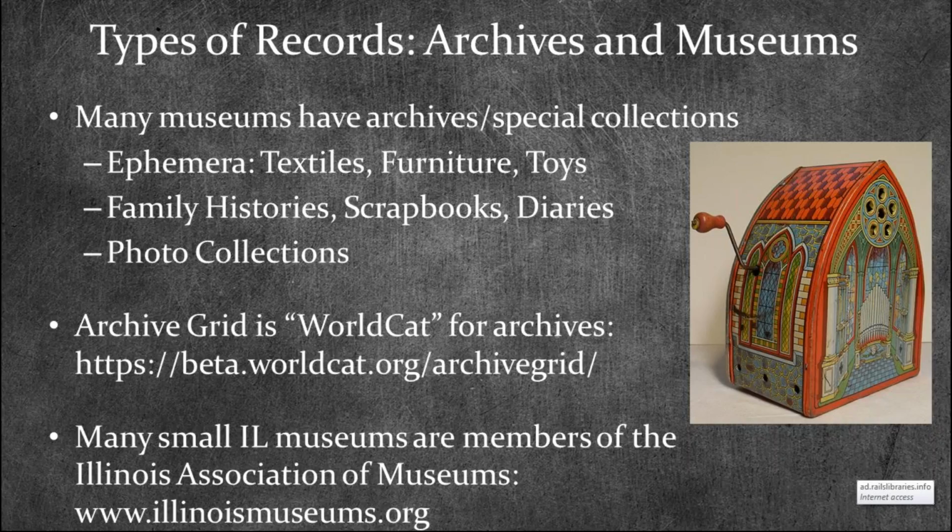So ArchiveGrid is WorldCat for archives. If any of you have ever used ArchiveGrid, it is very similar to WorldCat, and it runs on the WorldCat platform. What ArchiveGrid does is it allows you to go in and search these special collections and archives. I have a friend who's writing a book on the history of vaudeville in Chicago. He was looking for a very specific vaudeville actor who had been in the Chicagoland area about the time of the First World War.